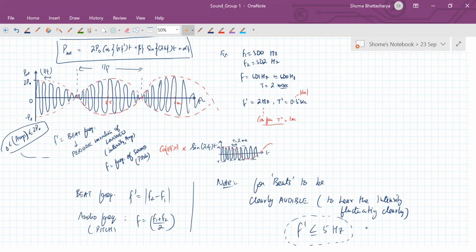But even when it's in the 10 hertz region, most people will hear a sort of average loudness, they won't hear the rapidly varying loudness. But the moment the beat frequency is something like 2 hertz or 1 hertz, you clearly hear the sound's loudness. And it's like you're listening from a system where you're continuously varying the volume knob up and down, up and down.